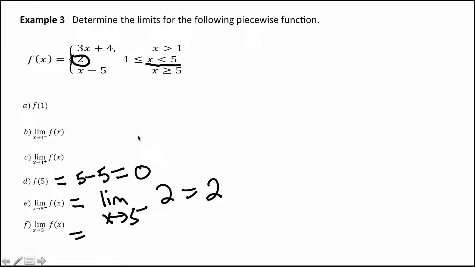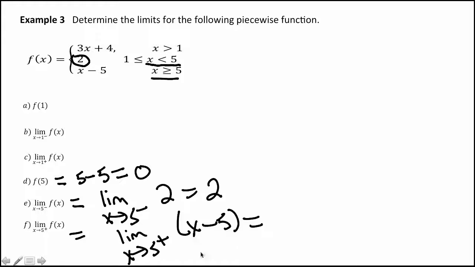For the right-handed side, you're looking for values for x greater than 5, which is this condition here. So you're going to say limit as x approaches 5 of x minus 5. And then you split the limits and then subtract them. In this case, you're going to get limit of x is just going to be 5. Limit of 5 is going to be 5. So you have 5 minus 5 is 0.